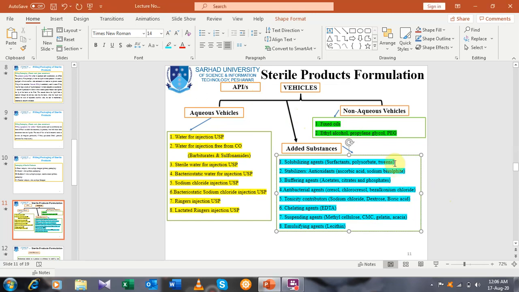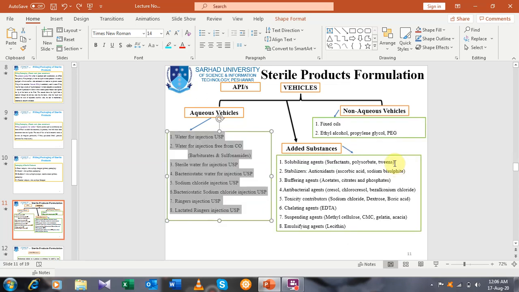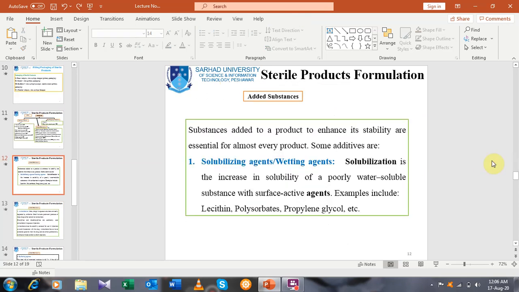After that, you can see the details of these. The added substances added to a product to enhance its stability are essential for almost every product. Some of these are solubilizing agents, termed wetting agents. Solubilization is the increase in solubility of a poorly water soluble substance with surface active agents.